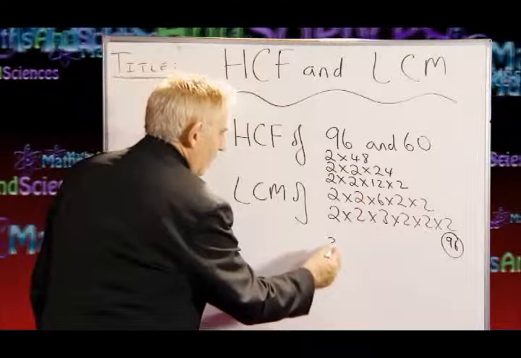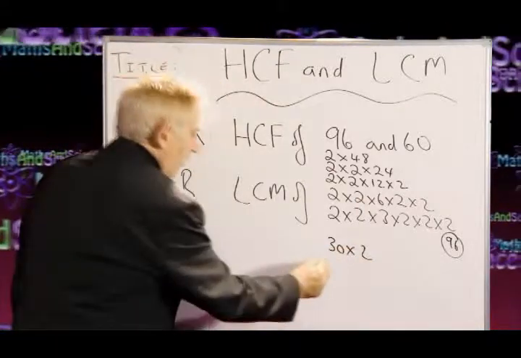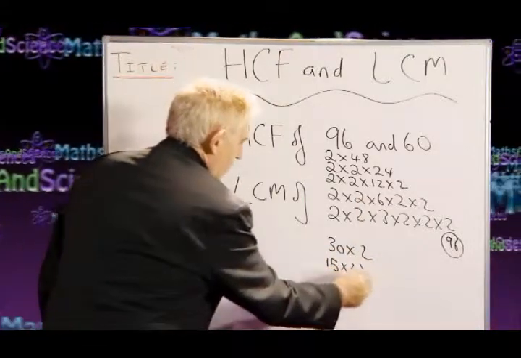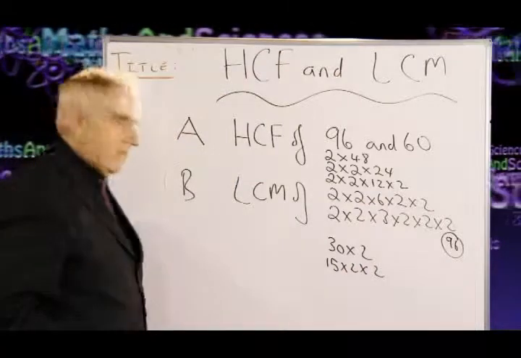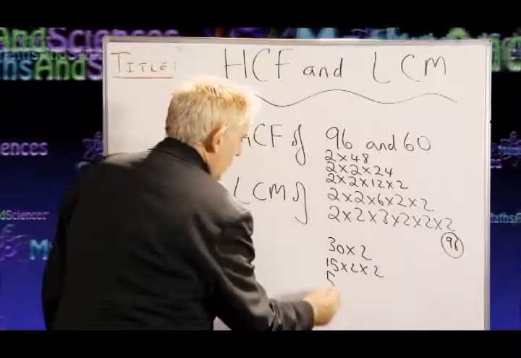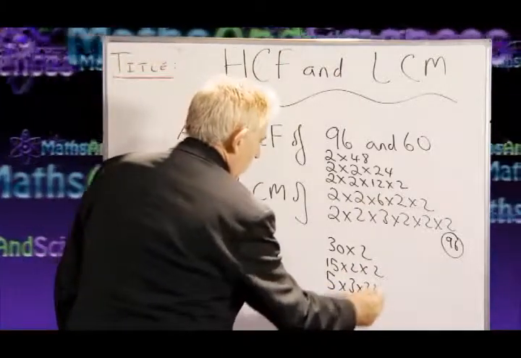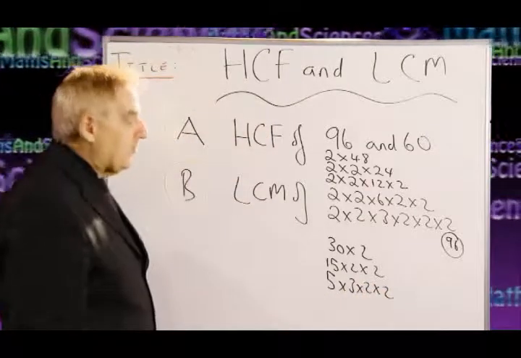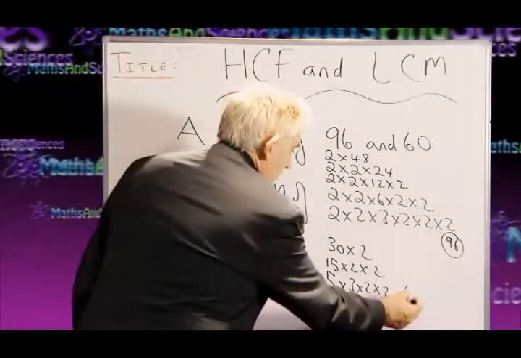So we can say it's 30 times 2, or 15 times 2 times 2. You get the idea. Or we could say 5 times 3 times 2 times 2. Now we can't go any further. 60 won't split up anymore.